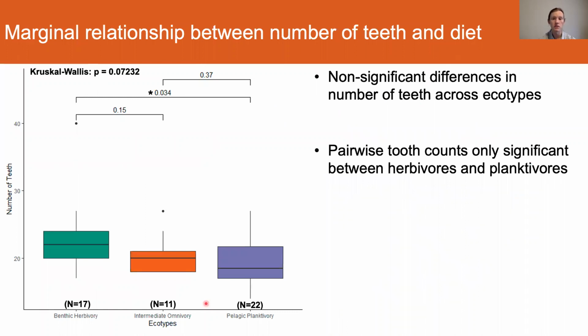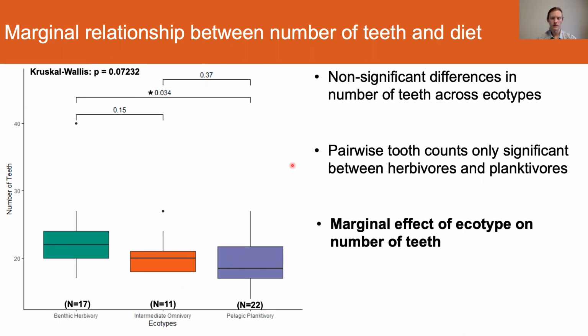So for results, I'll start by showing you the relationship between the number of teeth and diet across damselfishes. On the x-axis, we have the number of specimens collected for each ecotype, and on the y-axis, we have the total number of teeth present on the jaw. In comparing all ecotypes together, we found the group differences in tooth counts across ecotypes is only marginally significant. When doing pairwise comparisons, tooth counts were only significant between herbivores and planktivores. So the big takeaway from these results is that we found there's only a marginal effect of ecotype on the number of teeth on the jaw.